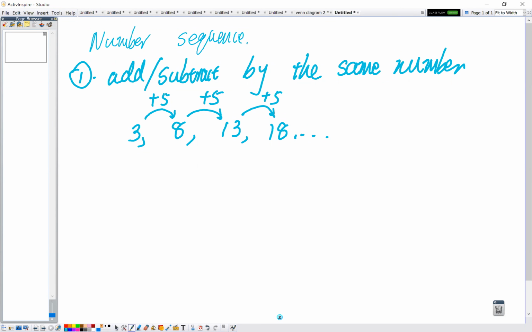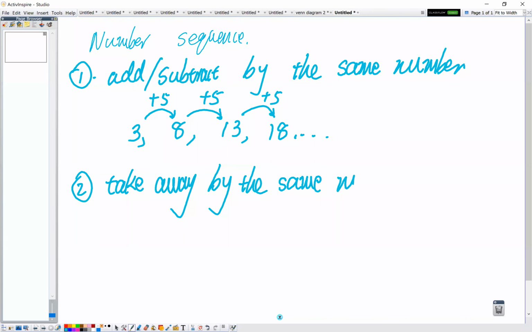So how are you going to get this answer? The second part: it could be taking away the same number. In this case, the question could give you, say, 60, 52, and 44, etc. These are the typical questions this number sequence topic is about. The second part for number sequences is that the questions always ask you to find the missing number.